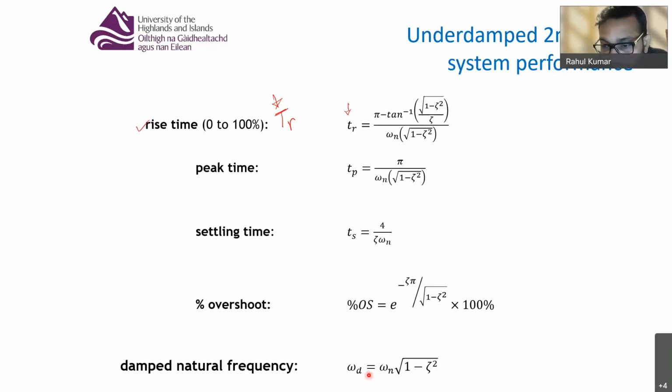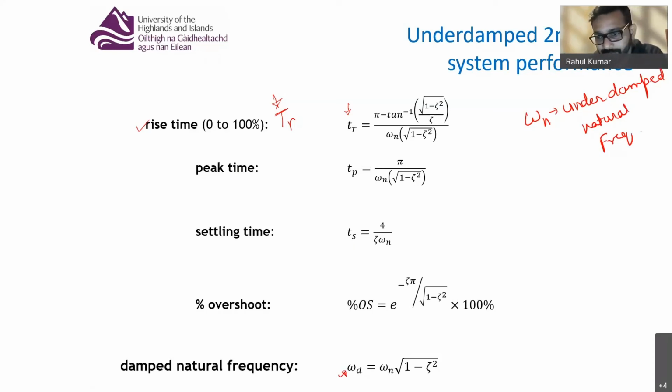Now, damped natural frequency is omega d, and it is different from omega n. Omega n is the undamped natural frequency. It is different, so just don't get confused over here.